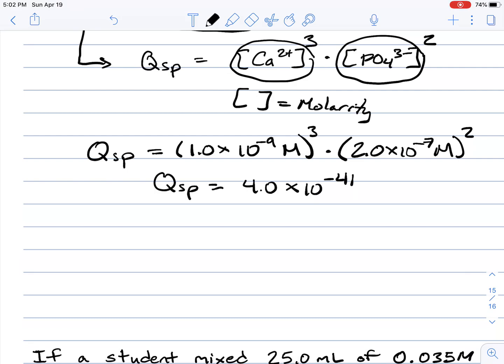And so I will not add in molarity because remember QSP is a constant. It's a ratio of the forward and reverse reaction. And so therefore it's going to be unitless. I just placed molarity here to be consistent that I'm plugging in the concentration. But at the very end in your answer, it should be unitless.